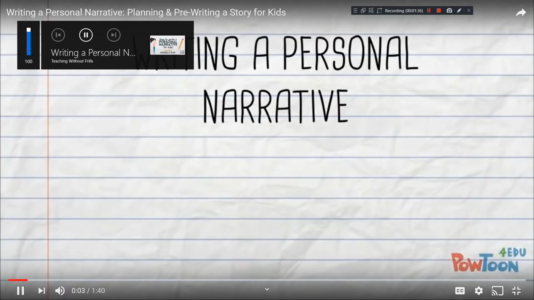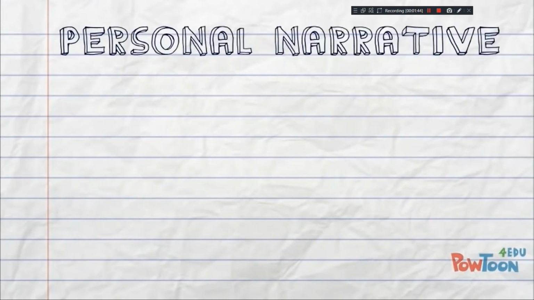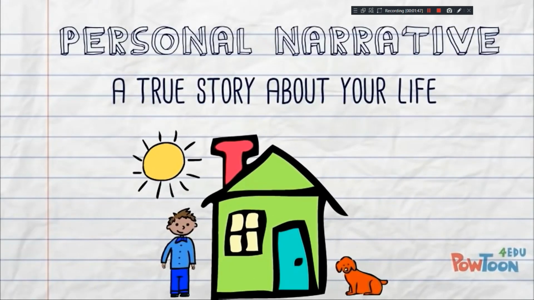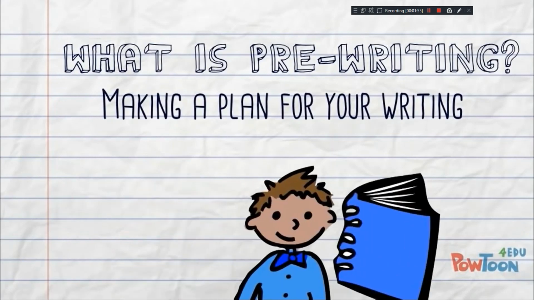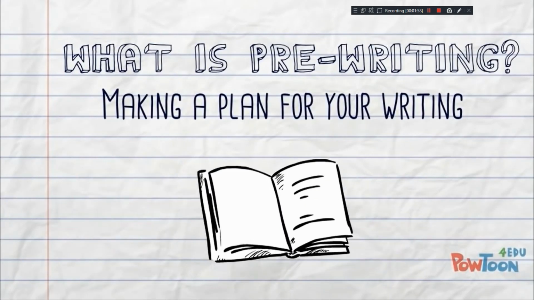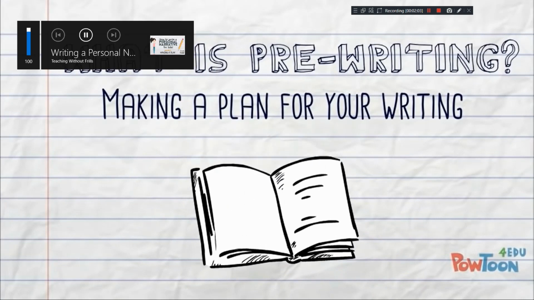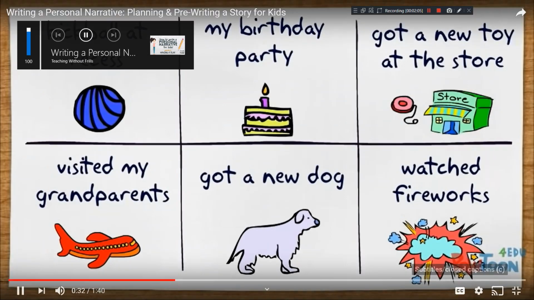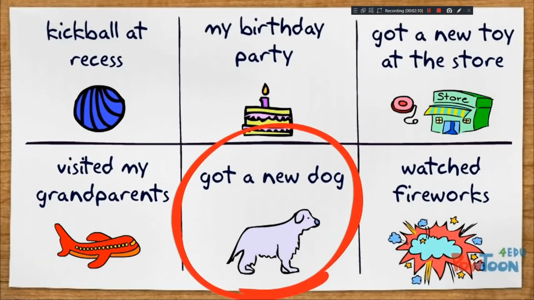Writing a Personal Narrative, Episode 2, Planning and Pre-Writing. A personal narrative is a true story about your life. You write about something that has happened to you. Pre-writing is what you do before you write your story. You make a plan for your writing. You think about what will go on each page you write. I have already brainstormed and chosen a topic for my story, so now I'm ready to plan and pre-write. I'm going to write about when I got my new dog.